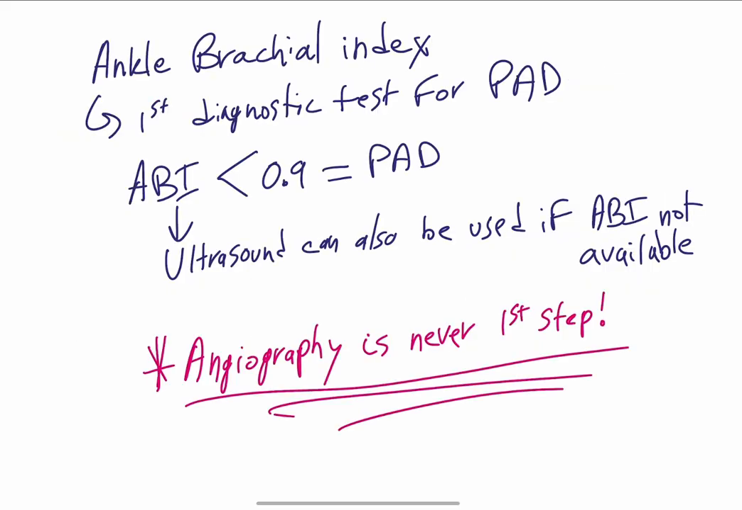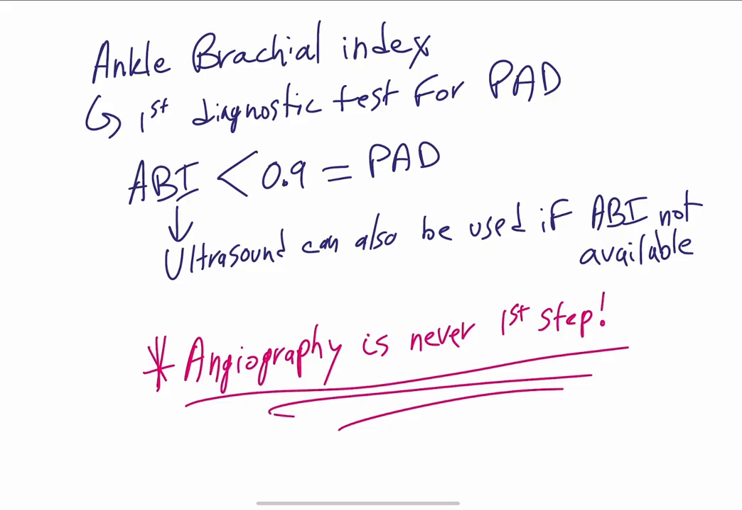Now, high yield for arterial disease for USMLE. When we talk about ankle brachial index, this is the first diagnostic step for peripheral arterial disease. You compare the blood pressure in the leg to the pressure in the arm. An ABI less than 0.9 is diagnostic for PAD, peripheral arterial disease. This indicates reduced blood pressure in the leg due to arterial narrowing.